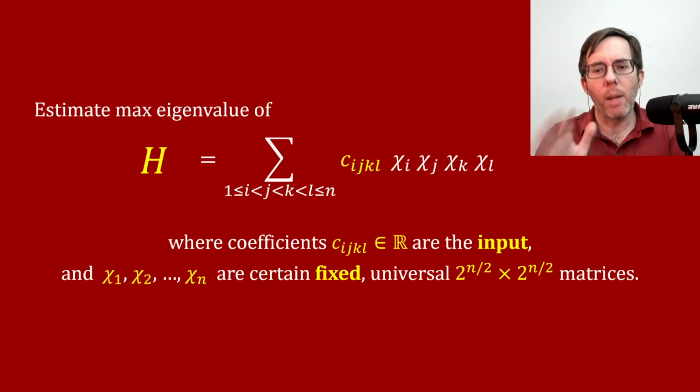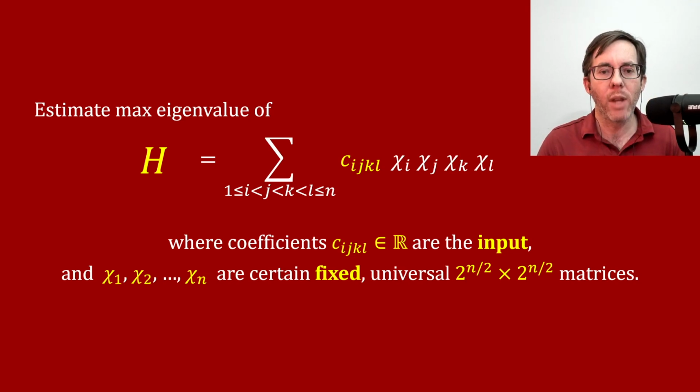Let me give the mathematical upshot of this problem. We're given as input a degree 4 homogeneous polynomial h with real coefficients c_ijkl, where the indices range from 1 to n, and quote-unquote variables, chi_1 through chi_n, that are certain fixed matrices of dimension 2^(n/2). I really want to emphasize that these are completely fixed matrices. They're sometimes called Majorana fermion operators or gamma matrices. And the only input to the problem is the coefficients c. I could write down an explicit formula for the chi matrices, but instead I'll just now tell you everything you need to know about them.